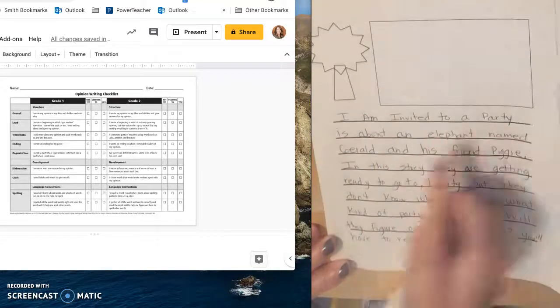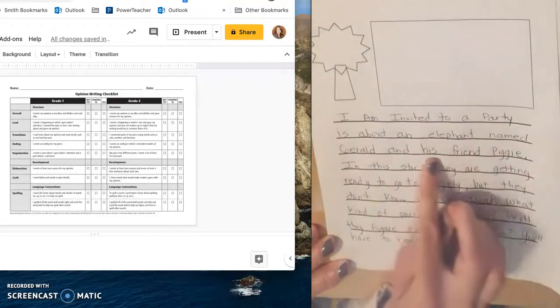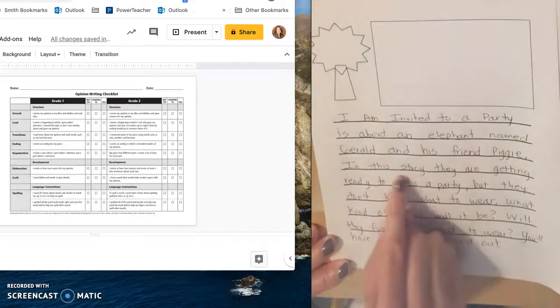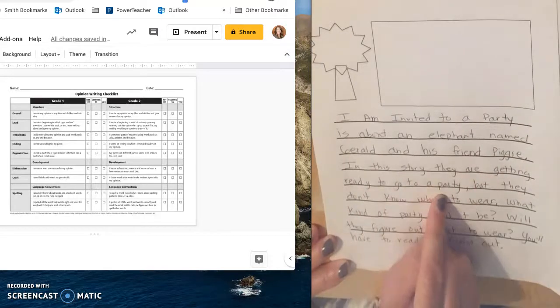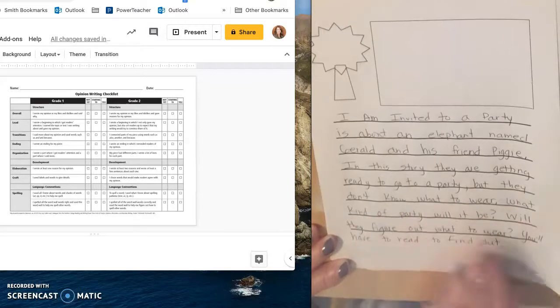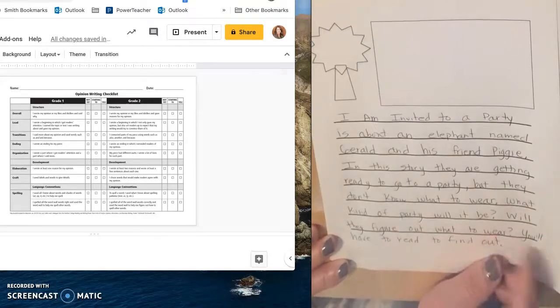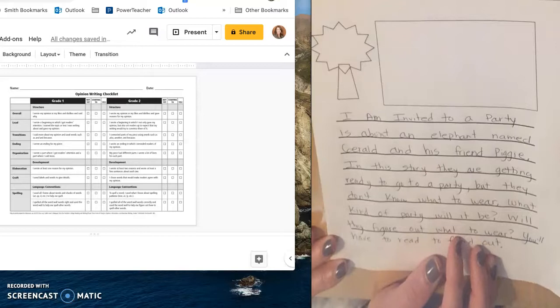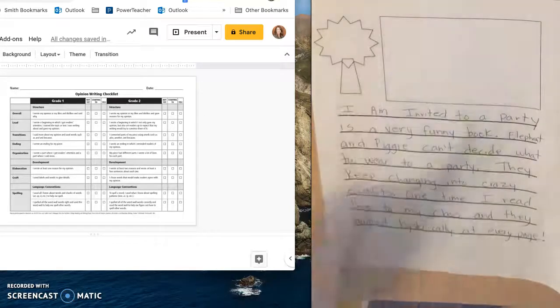"I Am Invited to a Party" is about an elephant named Gerald and his friend Piggy. In this story, they are getting ready to go to a party, but they don't know what to wear. What kind of party will it be? Will they figure out what to wear? You'll have to read to find out. So I told a sneak peek. I'm going to keep going.